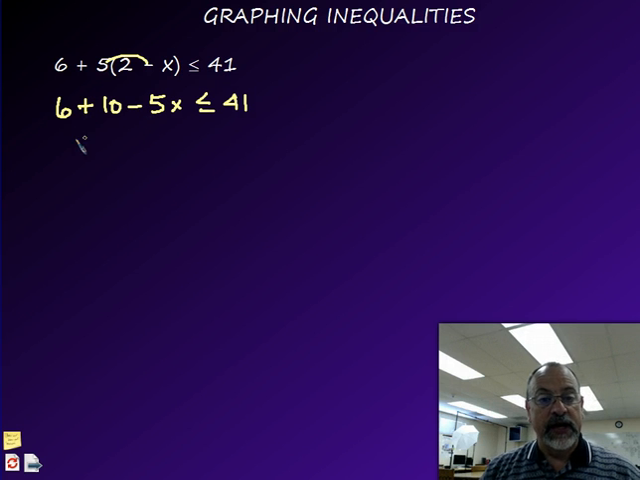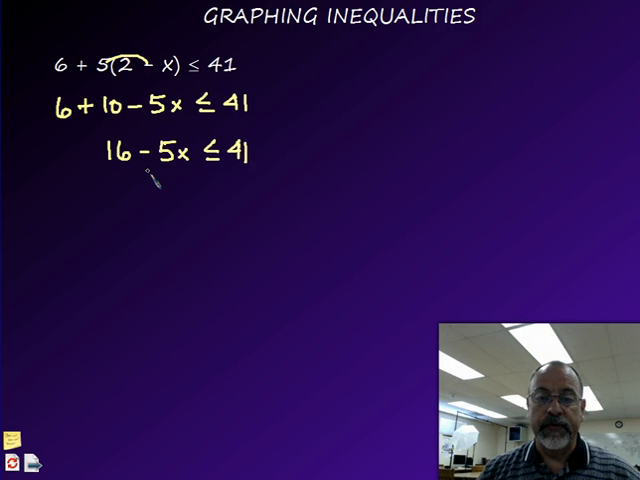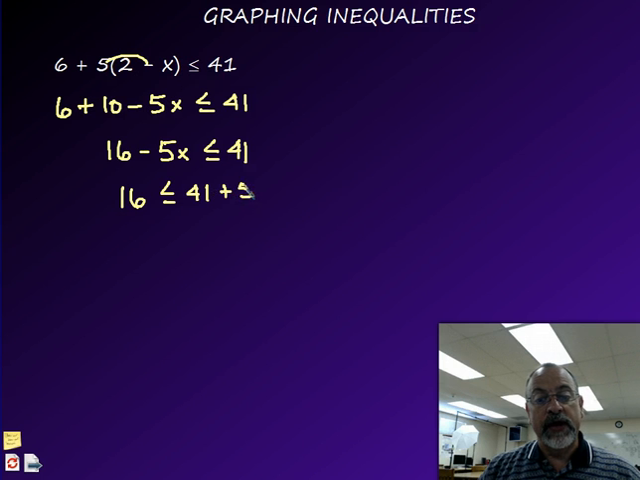As I look here on the left, I notice that I can combine the 6 and the 10. So I'm going to get 16 minus 5x less than or equal to 41. Now, I'm going to do the little trick here that you can do. Notice if I go to get this variable by itself, it would be negative 5x if I move the 16. Well, rather than having to remember to divide by a negative, what I can do is move this to the other side, making it positive. If I add 5x to both sides, that way when I get to the end, this is going to be positive. I don't have to remember to reverse the inequality sign. I just did it by moving it to the other side.